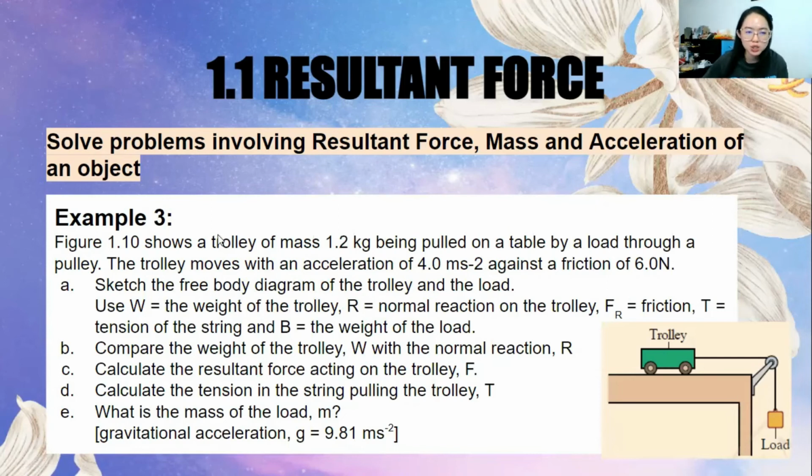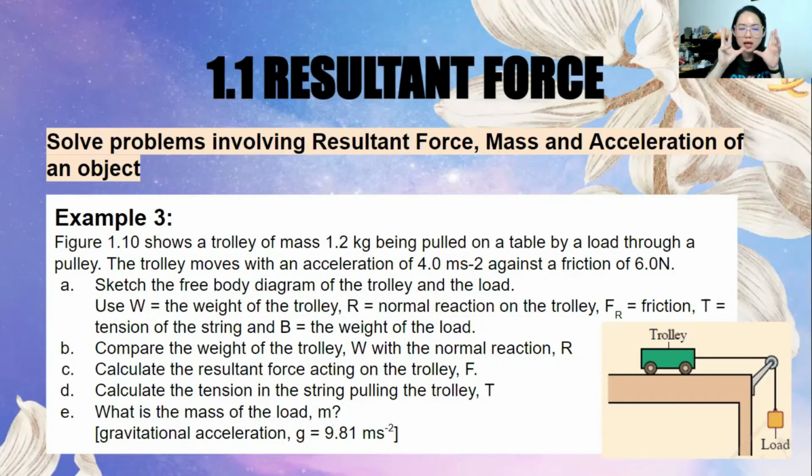This figure shows a trolley of mass 1.2 kg being pulled on a table by a load through a pulley. The trolley moves with an acceleration of 4 meters per second squared against a friction of 6 Newton. This question involves friction, and it gives you the friction already. Don't be stressed. I know the question is kind of long. We will have to understand the free body diagram, so I'm going to guide you here.